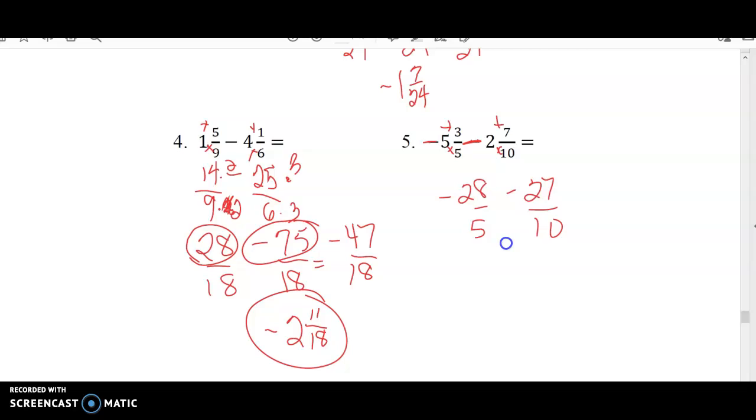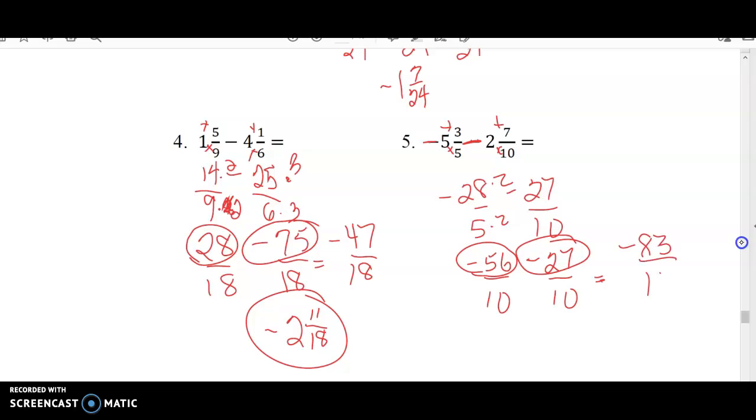My common denominator is 10, so I'm going to times this one by 2 and 2. So I'm going to get negative 56 over 10, negative 27 over 10. Take a look at the numerators. Negative 56, negative 27. Put those together, you get the negative 83 over 10, which then will create your mixed number. 10 goes in 83, 8 times, so it's negative 8 and 3/10 left over.